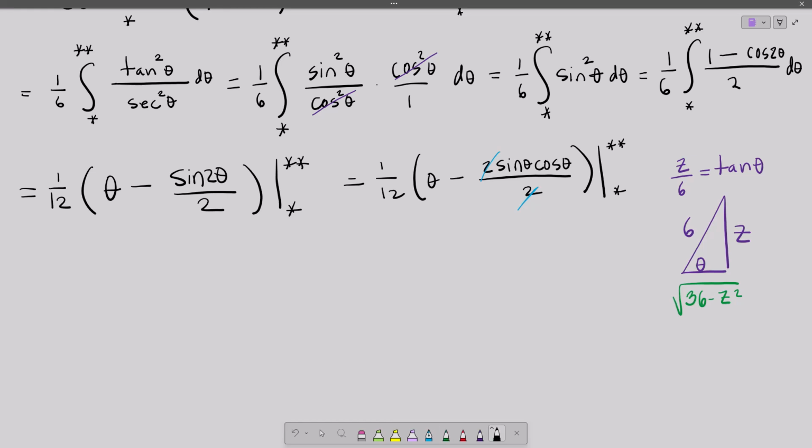Now, come back up here. Theta, we look right here. Theta is the inverse tangent of z over 6. Is our triangle set up correctly? I don't know. Wouldn't the 6 be the other side? Oh, yeah, shoot. Thank you.